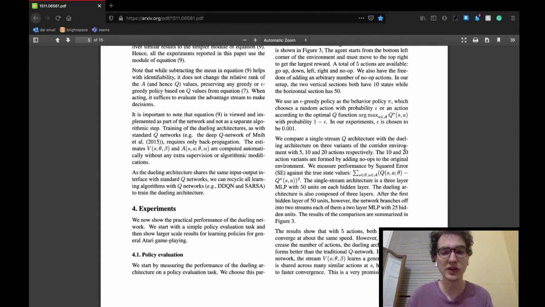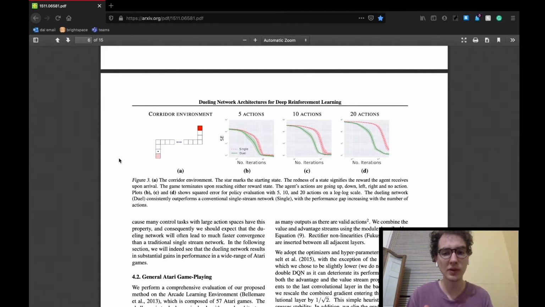They compare various performances between a single streamed Q architecture and the dueling network with the corridor task, using the squared error as a performance measurement. Shown here in figure 3 in the paper, the results of this comparison show that as the number of actions increase, the dueling network will converge faster than the single streamed architecture.